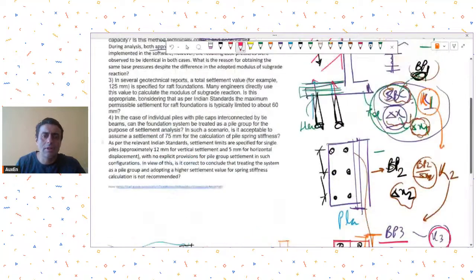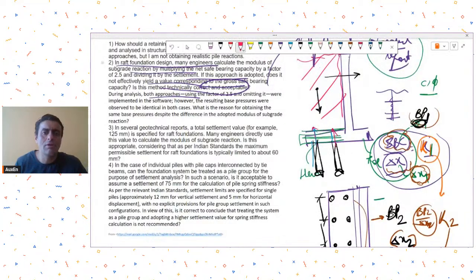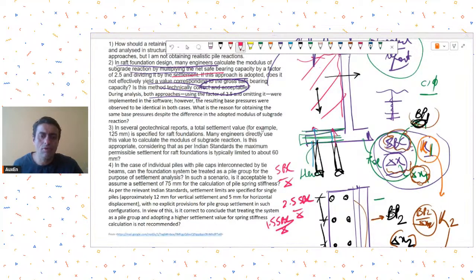So why I'm telling you all this is that it does not matter with which K value you start with. Understand? Whether you are taking SBC upon settlement, or 2.5 times SBC upon settlement, or 1.5 times SBC upon settlement, it will not matter. Why? Because finally you have to keep on doing these iterations till the bearing pressure and settlement value that you had assumed for calculating the K value matches with your actual analysis output of bearing pressure and settlement. So this iteration has to keep on happening.